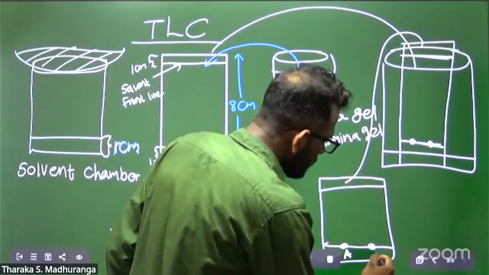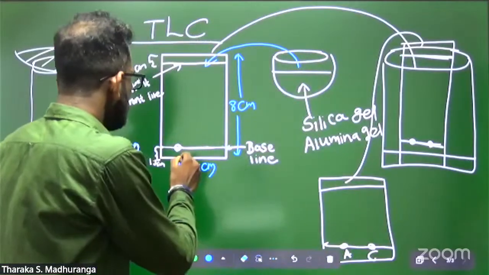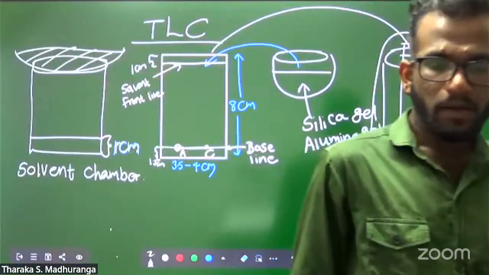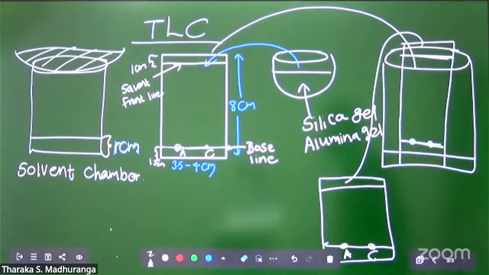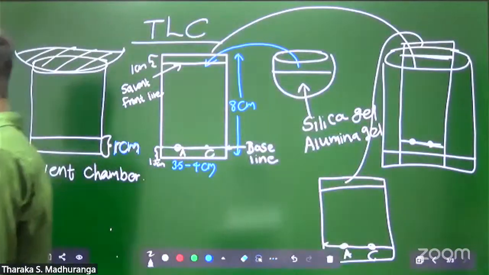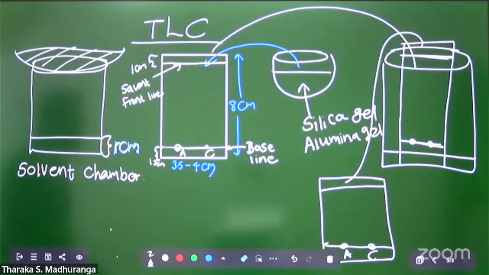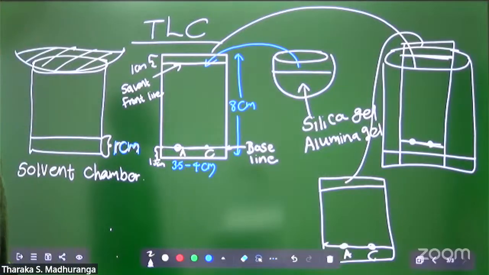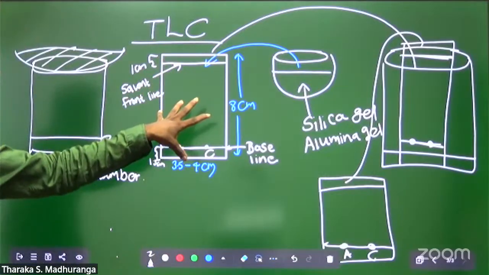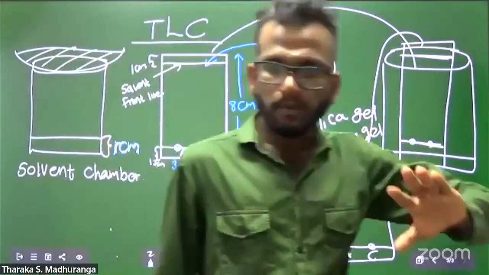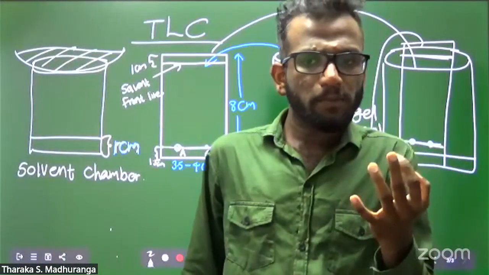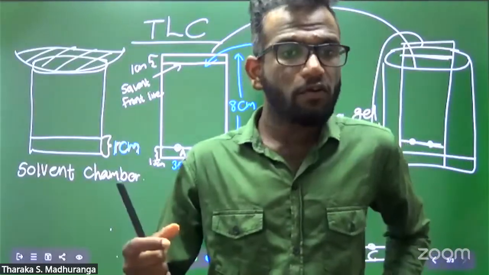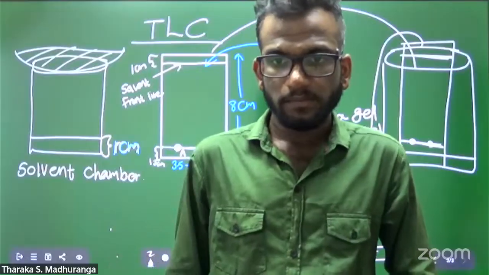This is the A, and this is A and the control. Do I need to explain again? The difference is what? In paper chromatography, we use chromatography paper. In thin layer chromatography, we use a glass plate with a thin layer of silica gel.